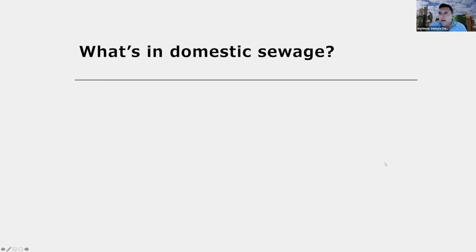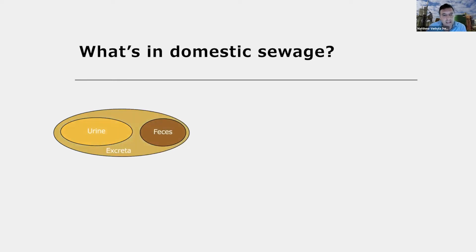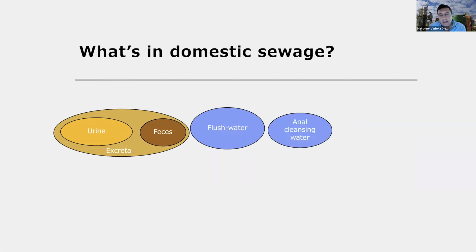So let's start out with the composition of domestic sewage. Domestic sewage refers to wastewater that goes down the drain from households. Right, so you have urine and feces, which are part of wastewater, and together those are referred to as excreta. You also have water that's used for flushing, and this all gets mixed together, of course, and goes down the drainage pipes. In addition, in some cultures, anal cleansing water is used, and so that water may be in addition to or instead of flush water if it's a dry toilet.